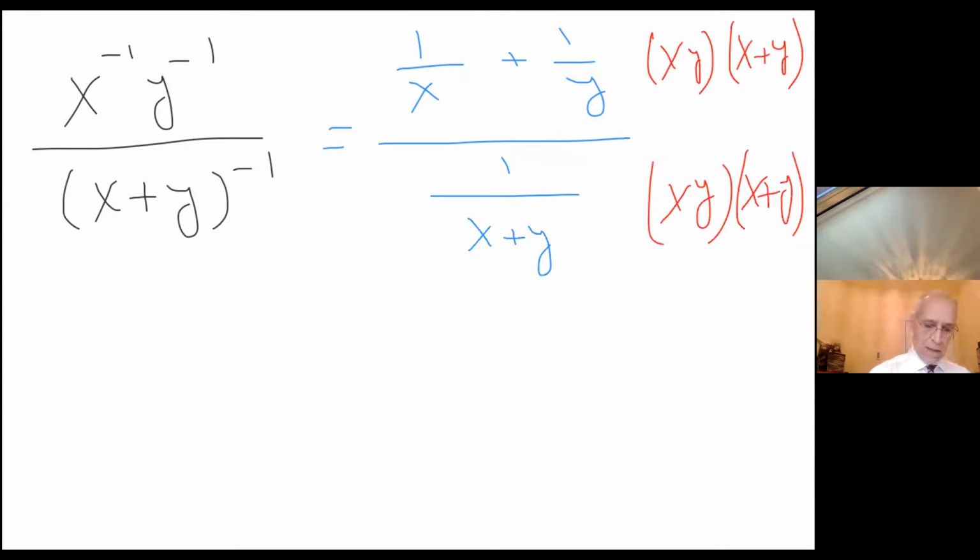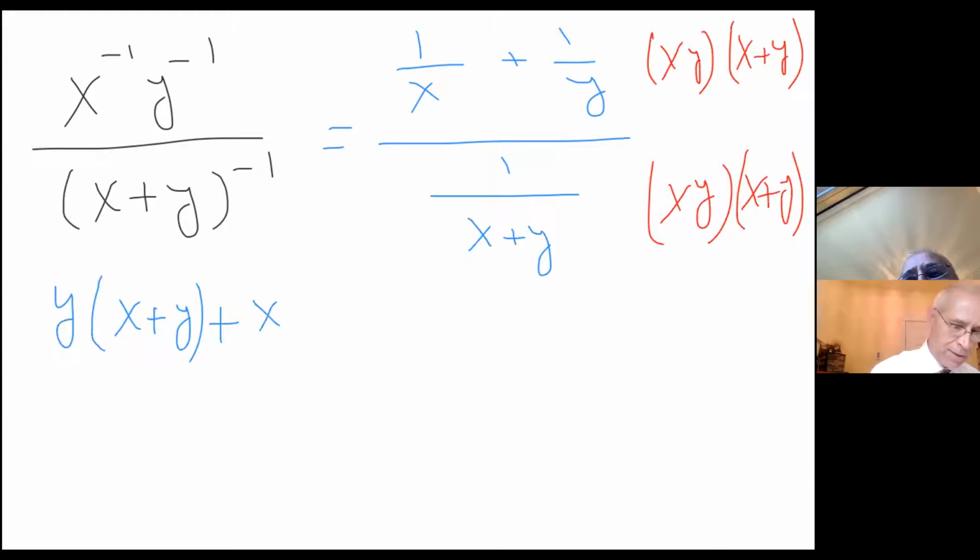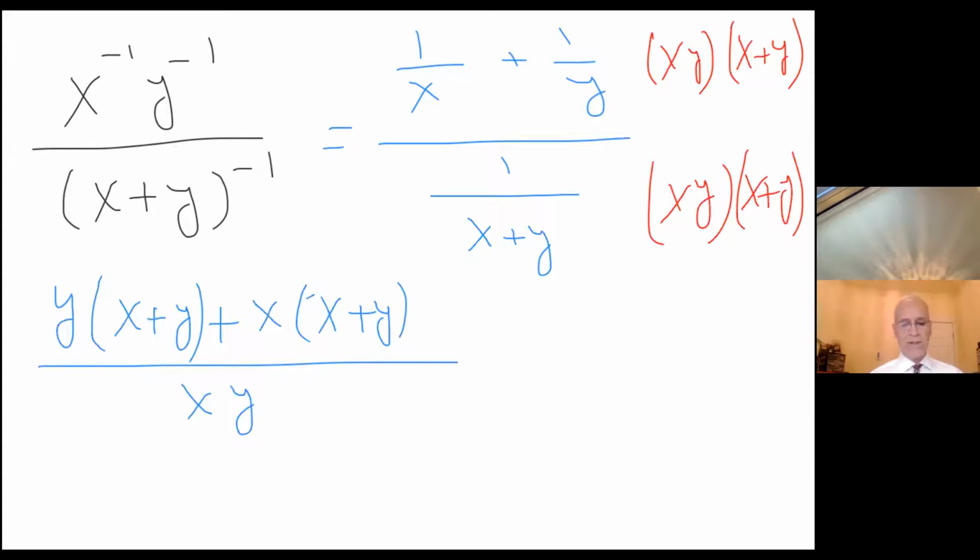Now I'm going to distribute on the top. 1 over x times xy, the x's get canceled, so I do have y times x plus y, plus x times x plus y, all over x times y, because x plus y cancels x plus y in the denominator.